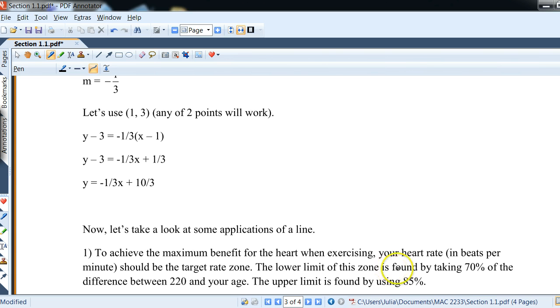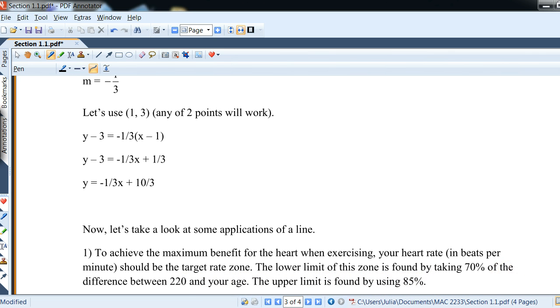I wonder how exact this formula is. Well, it'll be interesting to find out. So I'd recommend you research it. But here's what we're given. To achieve the maximum benefit for the heart when exercising, your heart rate in beats per minute should be in the target rate zone. The lower limit of the zone is found by taking 70% of the difference between 220 and your age, and the upper limit is found by using 85%.